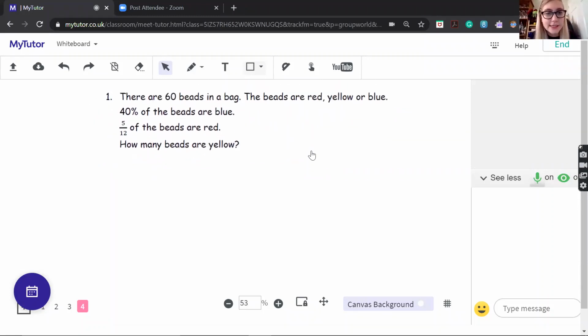There are 60 beads in a bag. The beads are red, yellow, or blue. 40% of the beads are blue. 5/12 of the beads are red. How many beads are yellow?